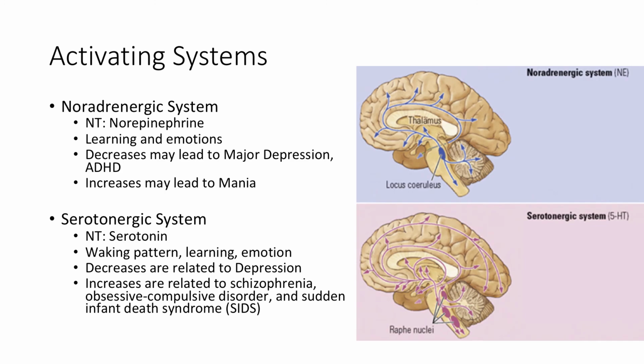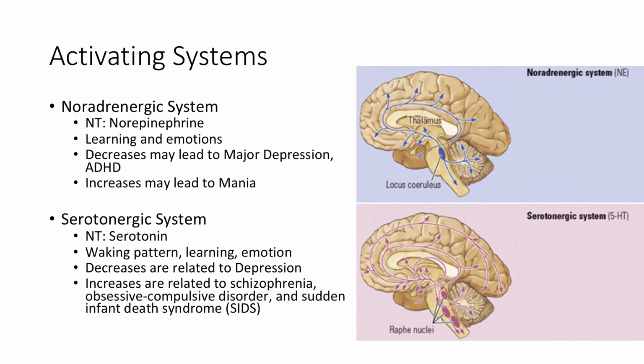Okay, so the third system is the noradrenergic system. Behaviors and disorders related to this system are related to emotions. So, for example, major depression could have a relation with a decrease in noradrenergic neurons. And mania might also be related to an increase in noradrenergic neurons, and decreased noradrenaline has also been associated with attention deficit hyperactivity disorder.